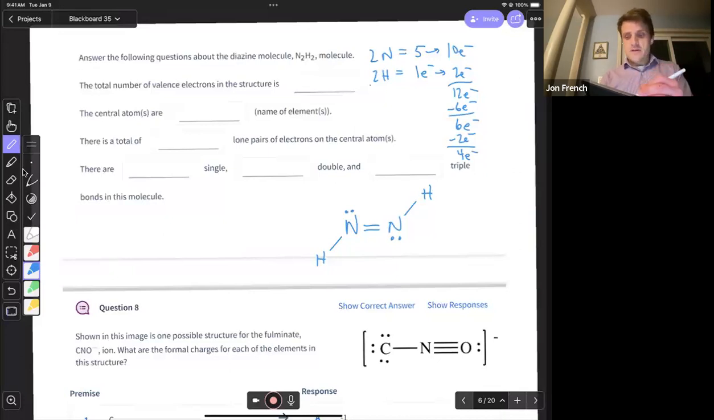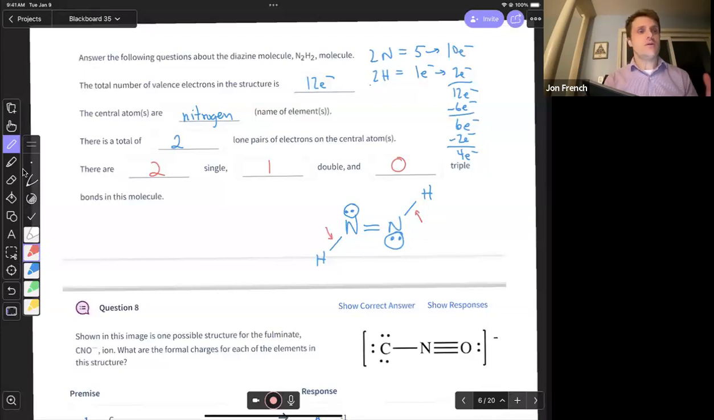So total number of valence electrons, we came up with 12. The central atom, nitrogen. Total number of lone pairs? So again, I would say 2 lone pairs, 1 and 2. As for single bonds, there's a nitrogen-hydrogen single bond and a nitrogen-hydrogen single bond. There's 1 double bond, the nitrogen-nitrogen double bond, and then 0 triple bonds in that molecule.